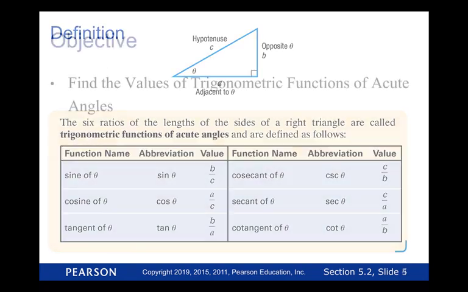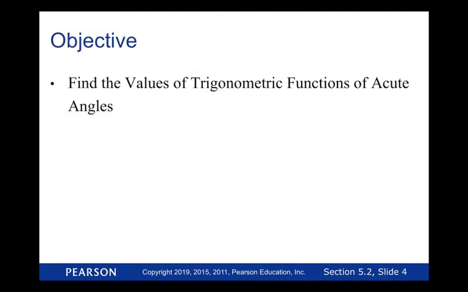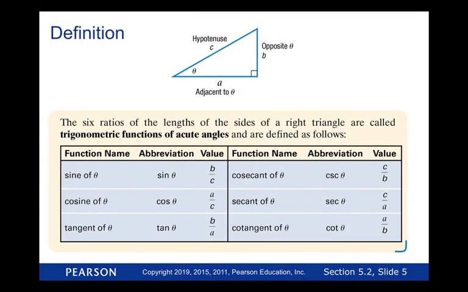Okay, so we'll start with finding the values of trig functions of acute angles. What do we mean by acute versus what are some of the other types of angles? The straight line, right? So what does acute mean? That the angle is what? Less than 90. What does obtuse mean? And then what's a right angle? What are complementary angles?